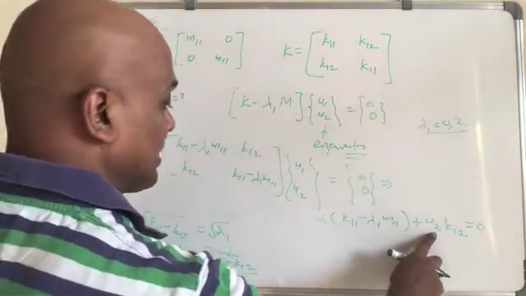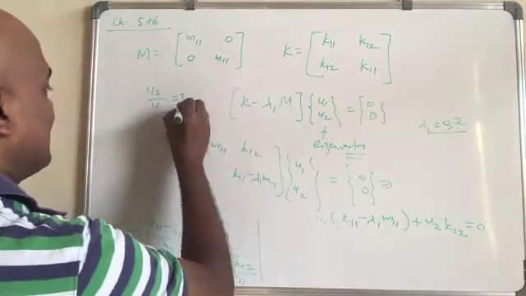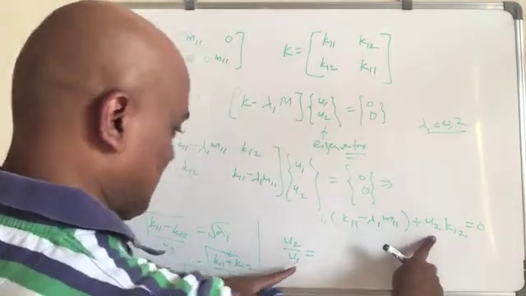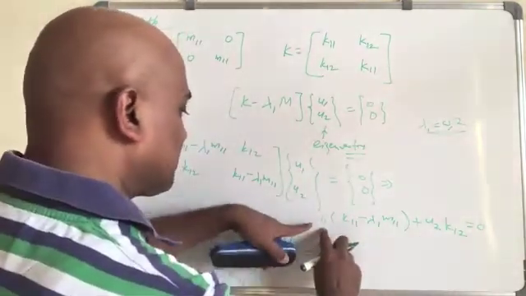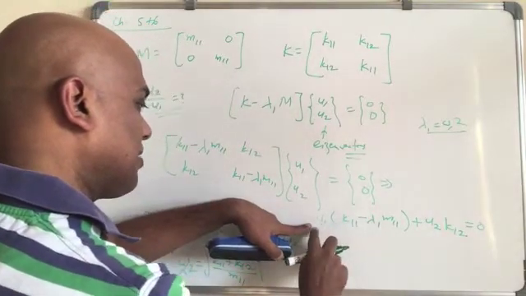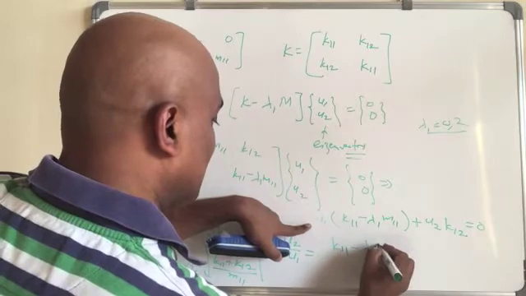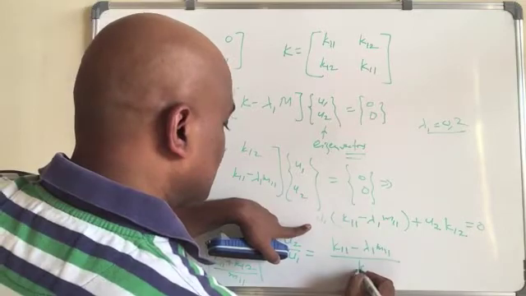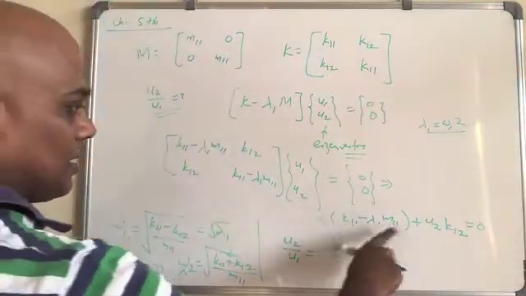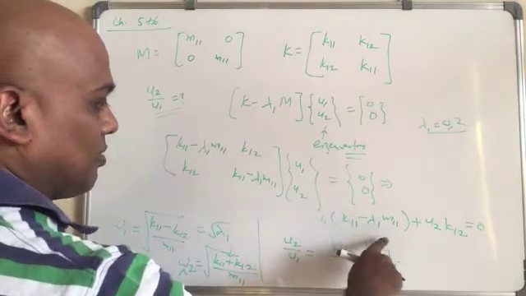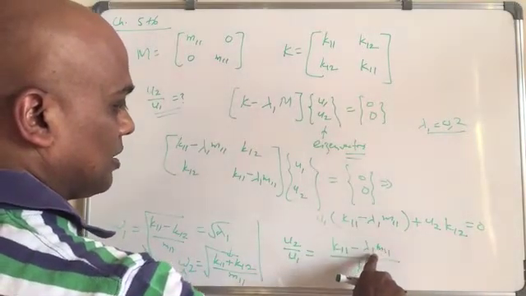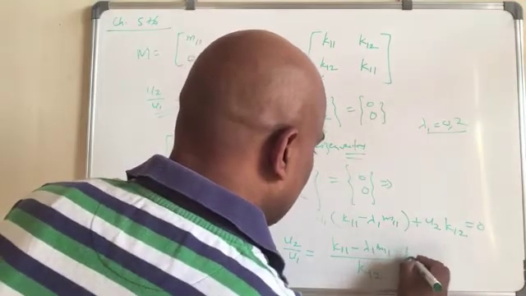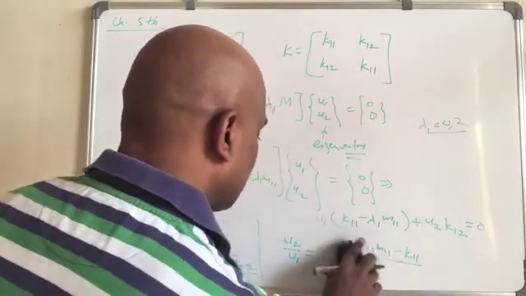So if you want to find U2 over U1, what do you get? U2 over U1 will be equal to simply K11 minus lambda 1 M11 divided by K12, with a minus sign, so I guess it should be like this one.